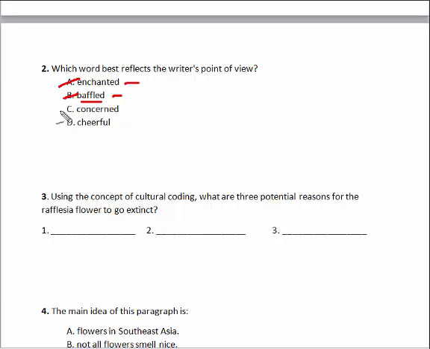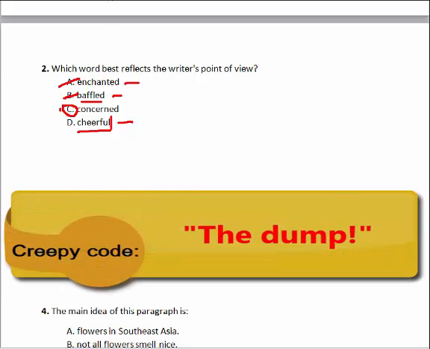C says concerned, and D says cheerful. So first of all, they say the flower is smelly, but they're worried about deforestation, and they are worried about the forests being cut down. So concerned is going to be the best answer choice there. Let's go ahead and take a look at problem number 3.